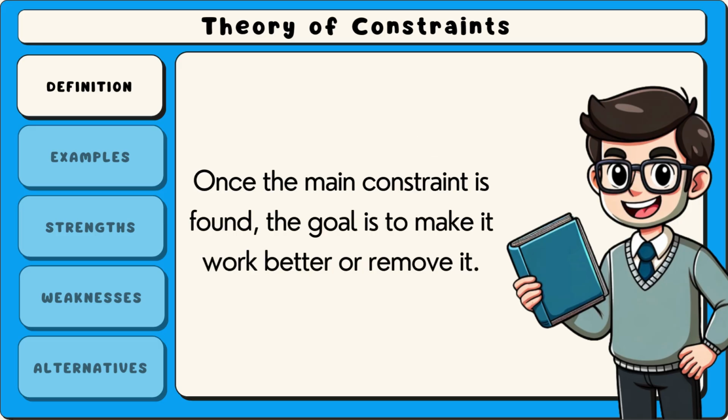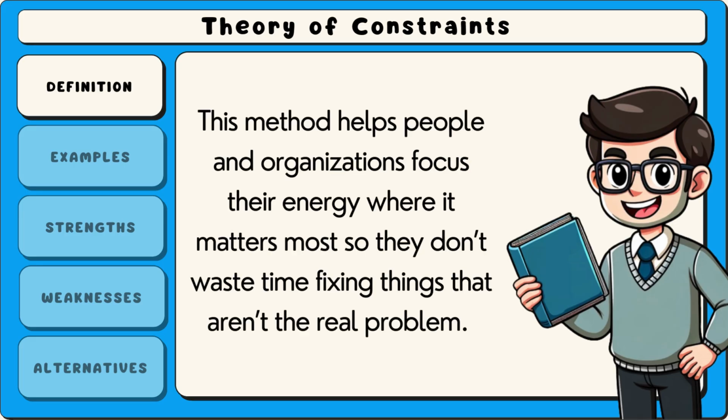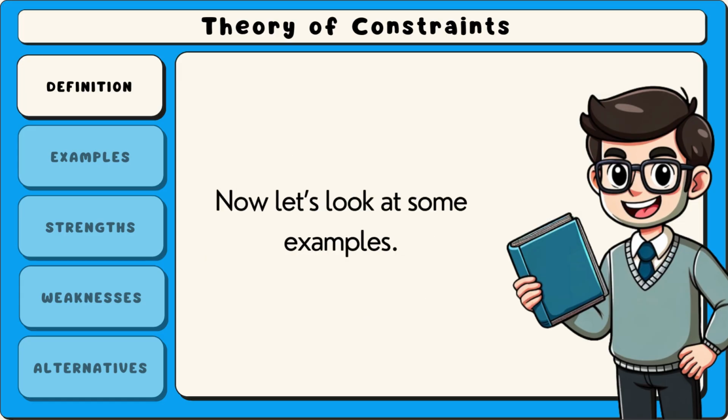Once the main constraint is found, the goal is to make it work better or remove it. This method helps people and organizations focus their energy where it matters most so they don't waste time fixing things that aren't the real problem. Now let's look at some examples.